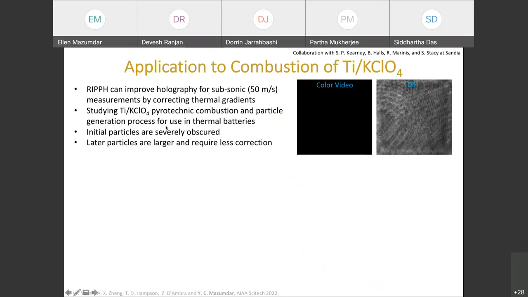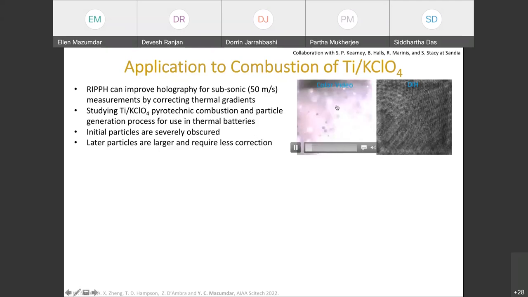So in this particular study, we're interested in looking at titanium potassium perchlorate pyrotechnics, TKP. These are used to ignite thermal batteries. Thermal batteries are really interesting because they can be stored for a really long amount of time. And you're basically shooting a pyrotechnic at a heat pellet. And once the heat pellet turns on, it turns on the battery. And the battery is a liquid metal battery. So this is sort of like the first step in the process.